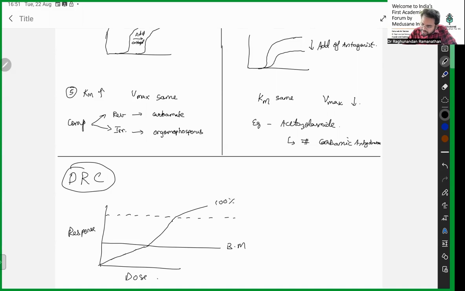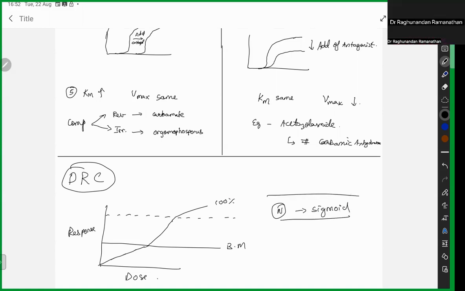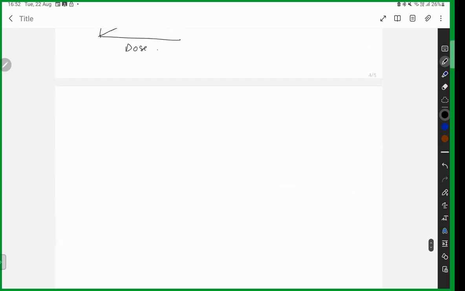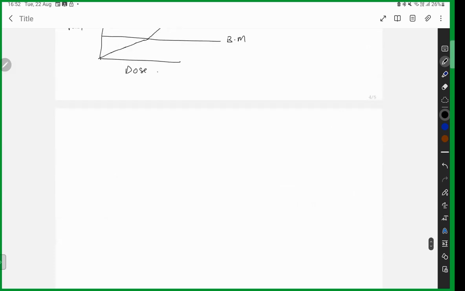Okay, what is the shape of this? This is going to be the sigmoid shape. What is the shape? Sigmoid shape. So what you have to remember is, what is the normal shape of the drug response curve? It is going to be sigmoid shape.